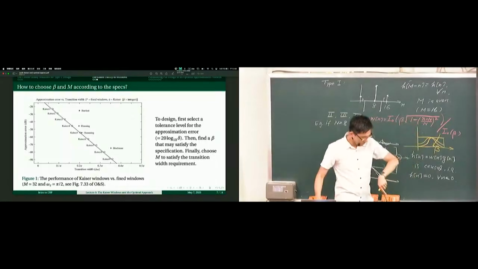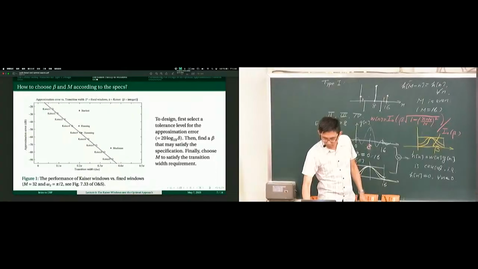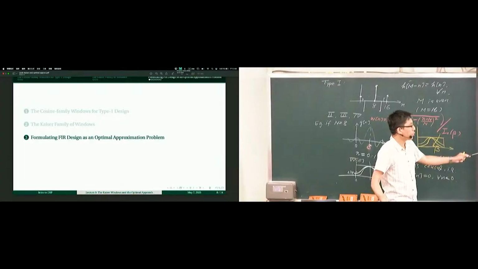So that kind of summarizes all I want to say about the Kaiser window for now. Let's take a break of 10 minutes. We are a bit early on schedule. Take a break for 10 minutes, and when we come back, let me switch to the next topic, which is more advanced: the optimal approach.